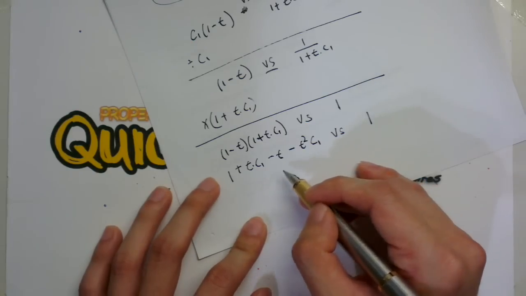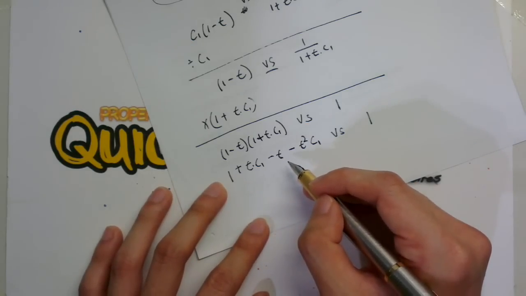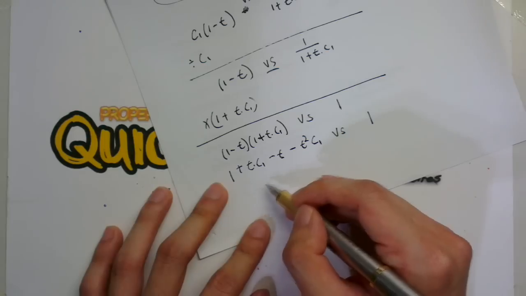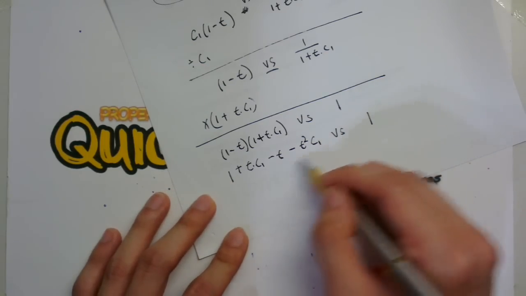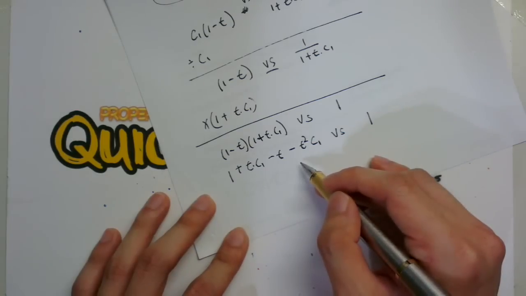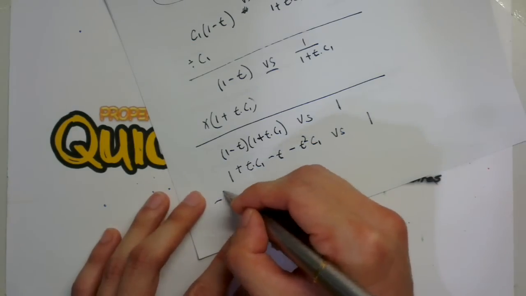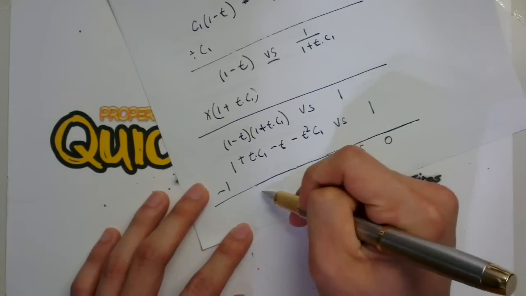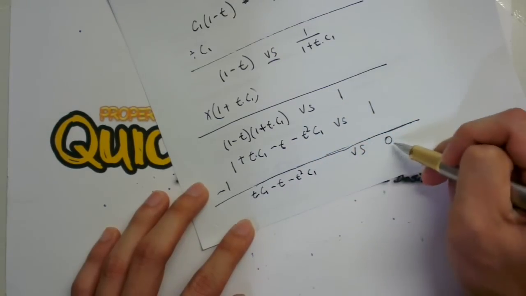So you've got t, you've got 1. Alright, minus both sides by 1. So minus by 1, this one becomes 0. So this becomes t dot C1 minus t square C1 versus 0.